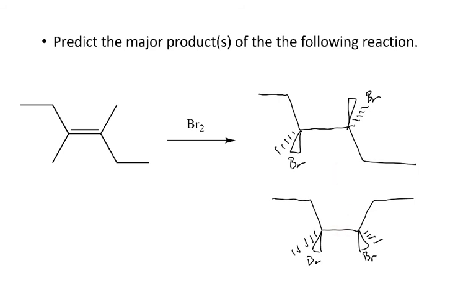So I don't want you to think that these are two enantiomers. This is the same compound. I just rotated around this single bond, and so we only get one product in this case, because this compound is meso.